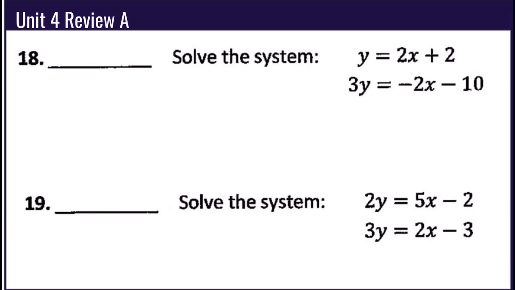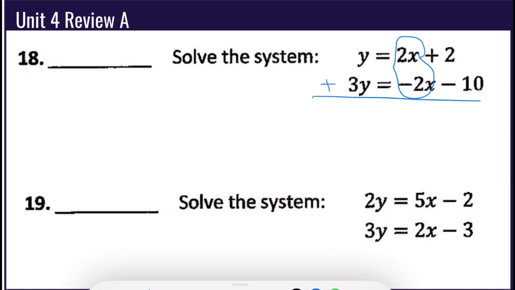And the reason I'm using elimination is that right now we already have opposites. We have a positive 2x and a negative 2x. So when I combine like terms up and down, think of it like I'm adding the top line and the bottom line together, these two will automatically cancel out.